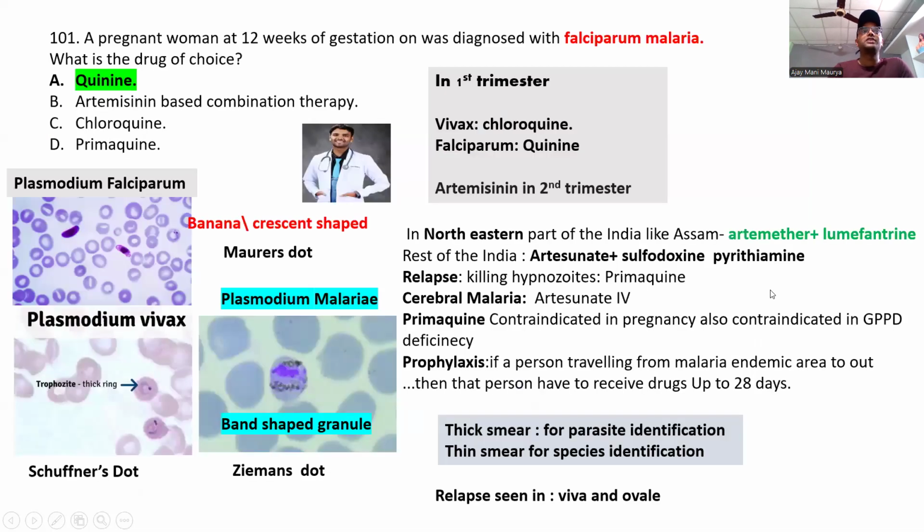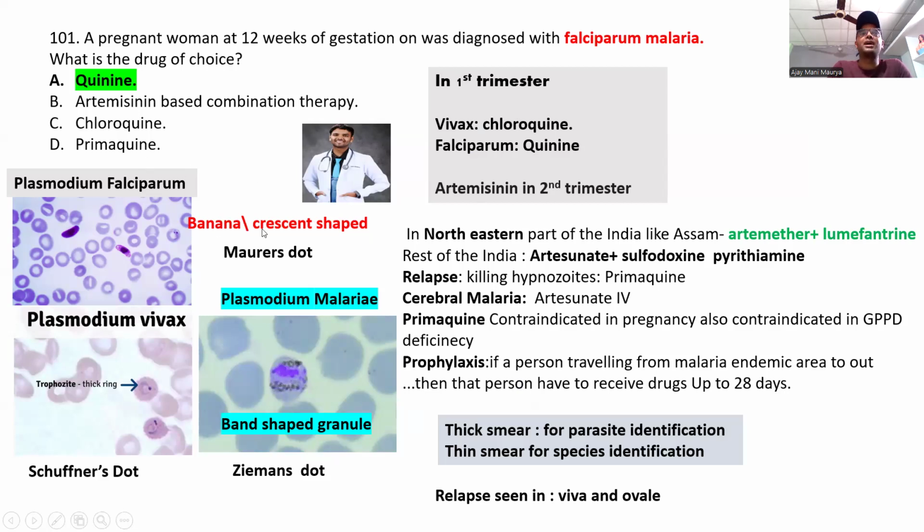Next one is malaria, guys. In the malaria topic, a pregnant woman in the first trimester is diagnosed with falciparum malaria. For falciparum, you have to give quinine. For vivax, you have to give chloroquine. But primaquine is contraindicated in pregnancy and also in G6PD deficiency. In the first trimester, you give this one; in the second trimester, you give artemisinin. Please remember this one.